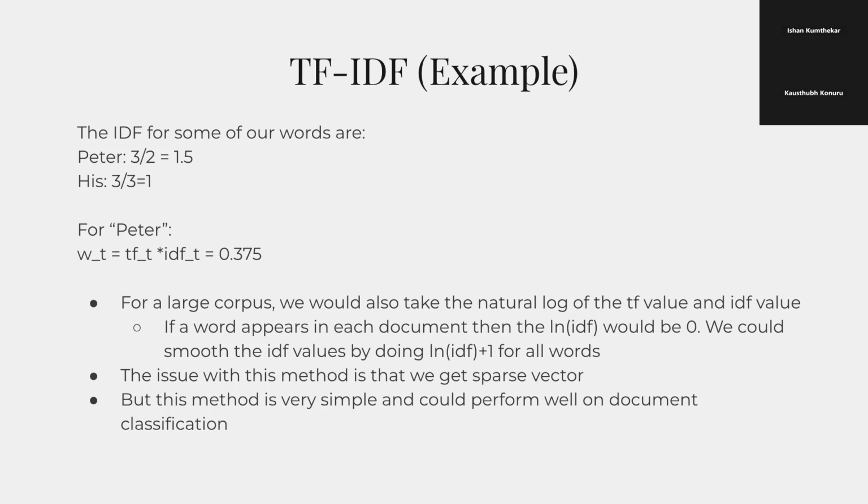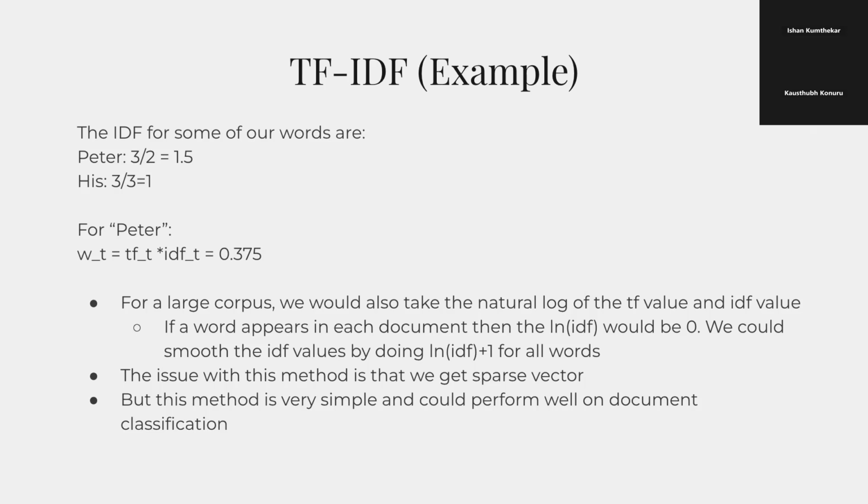And again, the issue with the method is that we still get a sparse vector, but this method is very simple and it can perform well on document classification. So when we go in the Colab notebook, where we download these different methods, we'll see that this will run really fast. It will get an adequate performance, but it does not get the contextual meaning of words. It lacks a contextual semantic understanding for words.